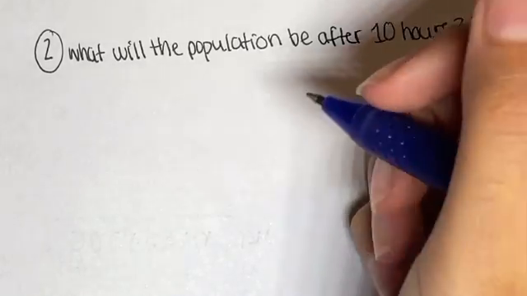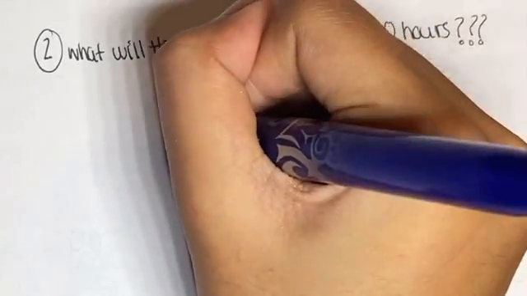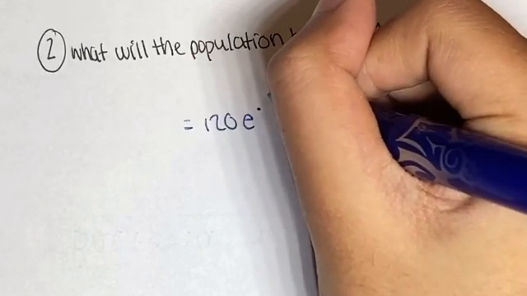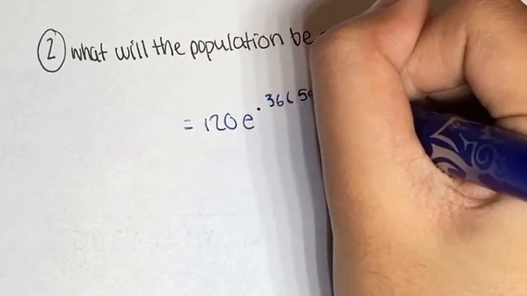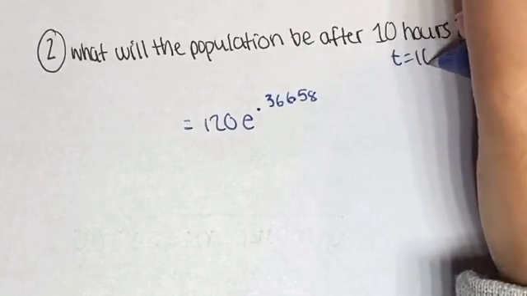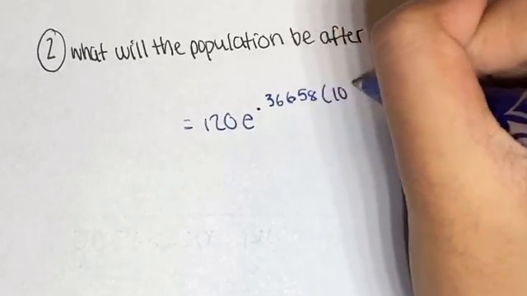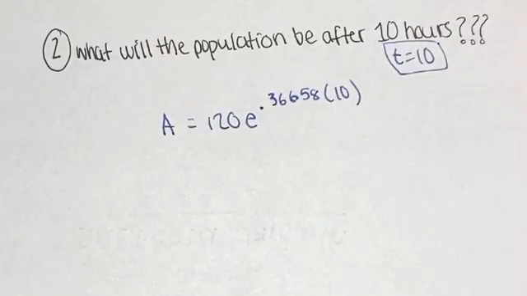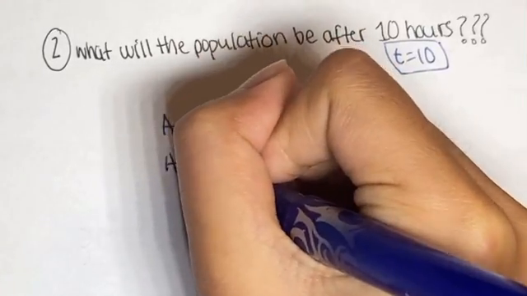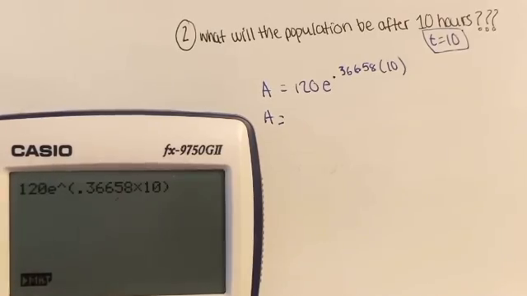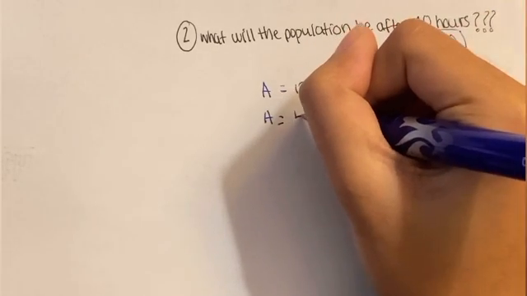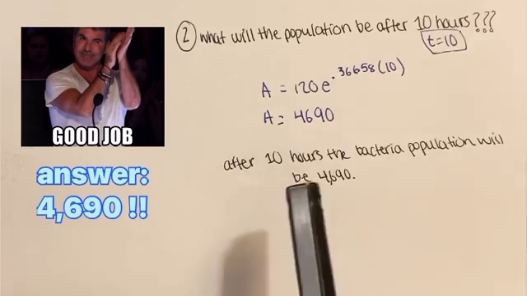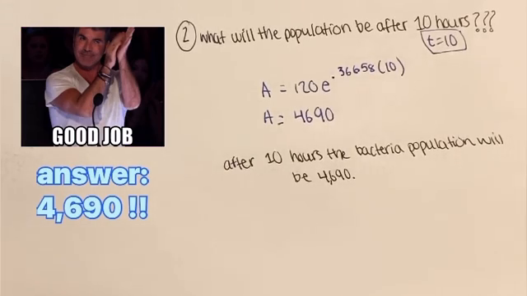So our equation is going to be 120 e to the 0.36658 power, and t is equal to 10. And our unknown is the total population, which is A. So you can put that all into your calculator and it'll give you A. A is equal to 4,690. So after 10 hours, the bacteria population will be 4,690.